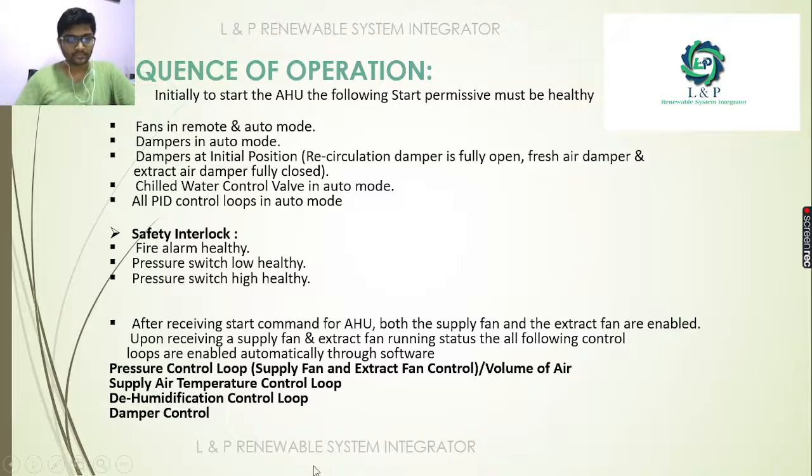Dehumidification control: there should not be more humidity. It will always keep on monitoring the humidity. If the humidity is beyond the set point or less than the set point, the humidity loop will start to control it. These are the internal programs which we are making in the PLCs. And also the damper control operations. Each and every control loop has control over the dampers.